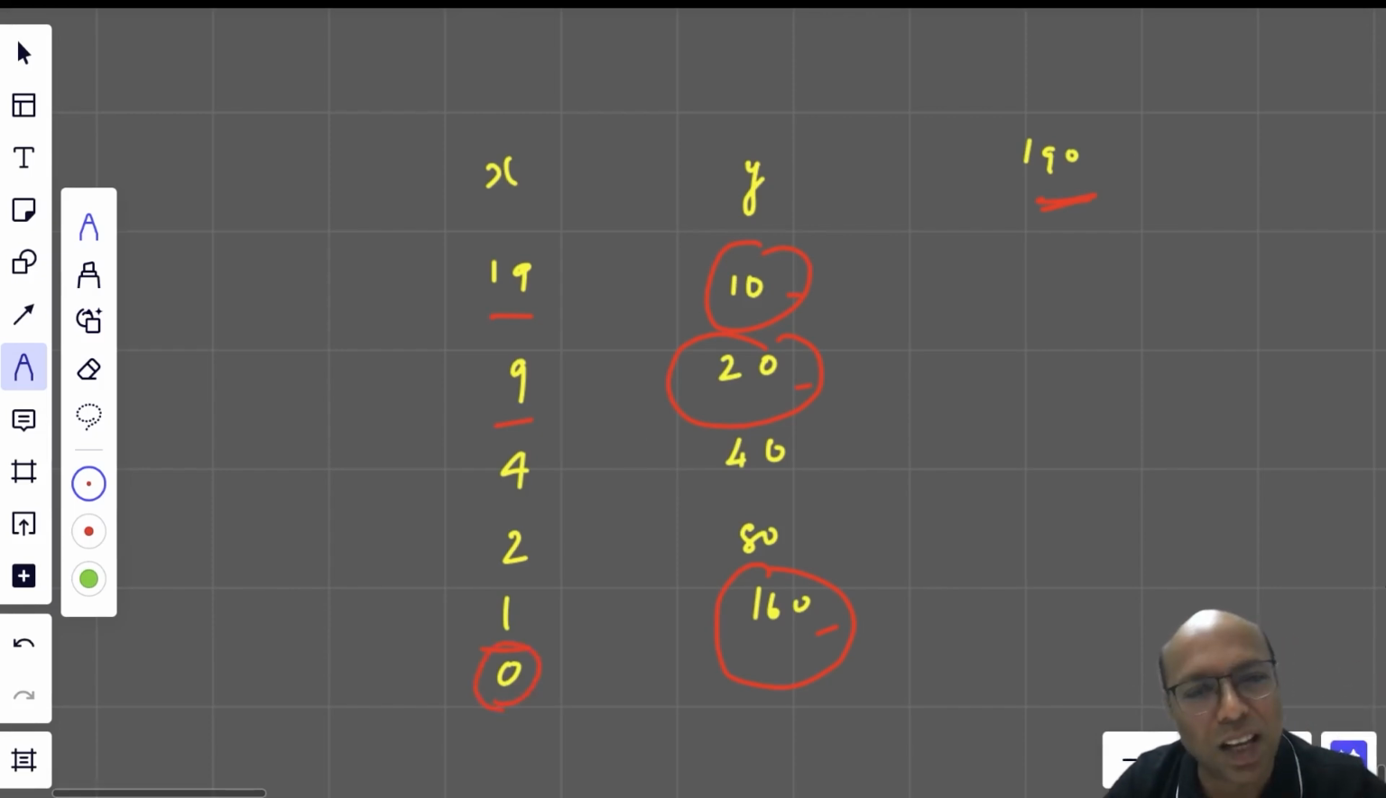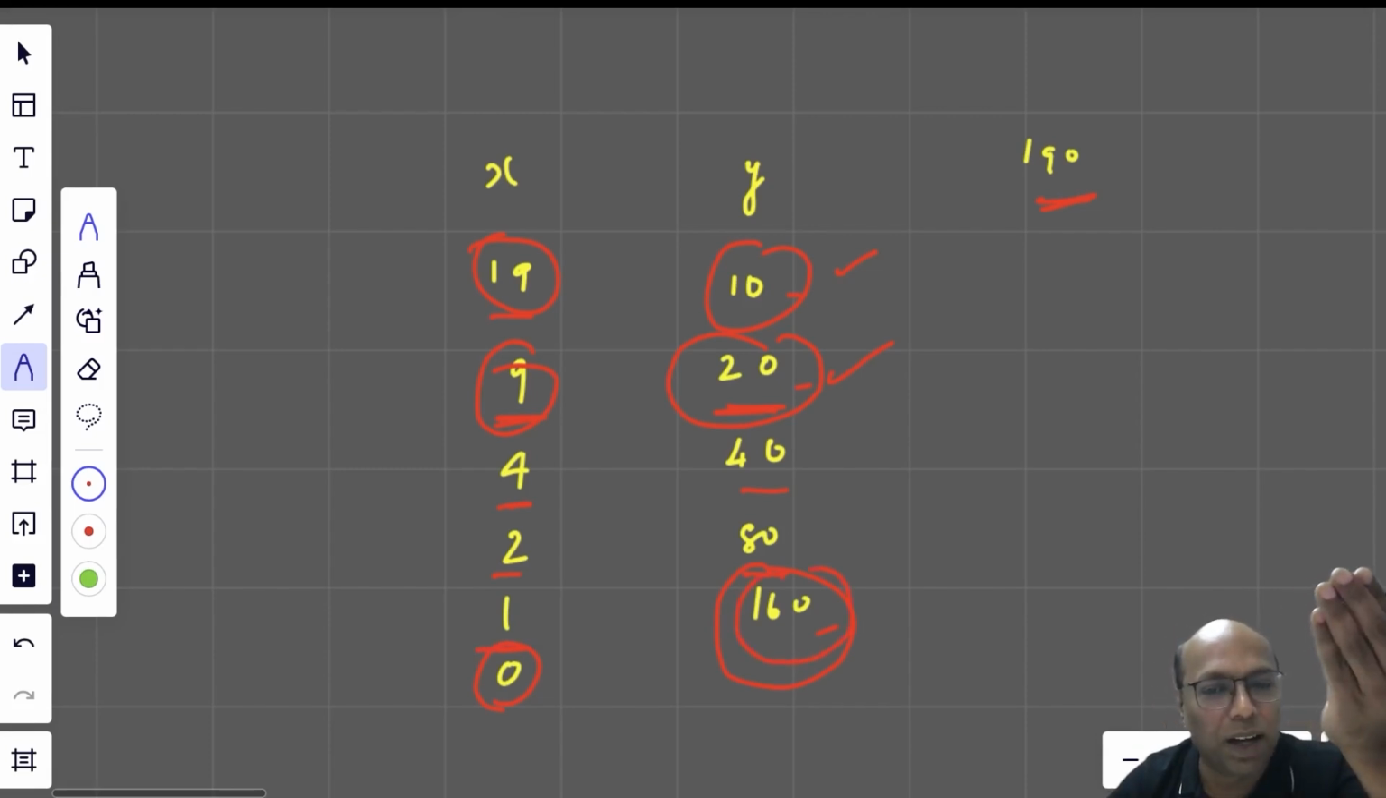What is the procedure I need to repeat? I need to check first if the x is odd. If x is odd, add it. Then what do you do? Divide the number by 2 and multiply by 2. Again check whether the x is odd or not. If it's odd, add it. 10 plus 20 is what? 30. Divide by 2, x is even. Multiply by 2, I don't have a problem. Divide by 2, x is even. Multiply by 2. Divide by 2, x is what? Odd. Add this.